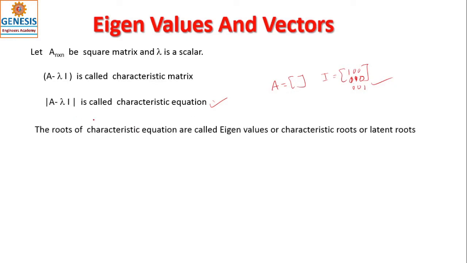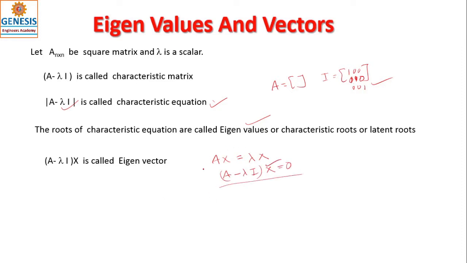Next, the roots of the characteristic equation obtained from that determinant are called eigenvalues. They are also called characteristic roots, or latent roots. After finding them, you equate Ax equals lambda x, then A minus lambda I into x equals 0. Then x is the eigenvector of that matrix.